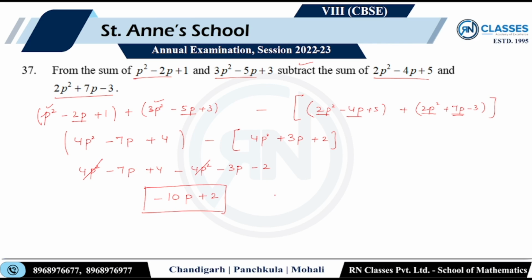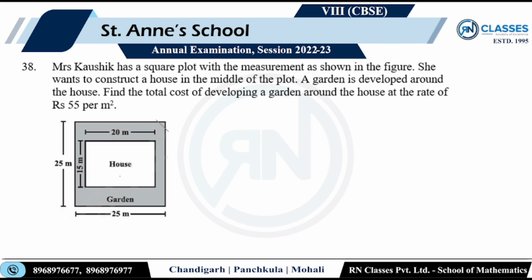Itna hi simple question. And the very last question, Mrs. Kaushik has a square plot with the measurements as shown in the figure. She wants to construct a house in the middle of the plot. A garden is developed around the house. Find the total cost of developing the garden around the house at the rate of rupees 55 per meter square.